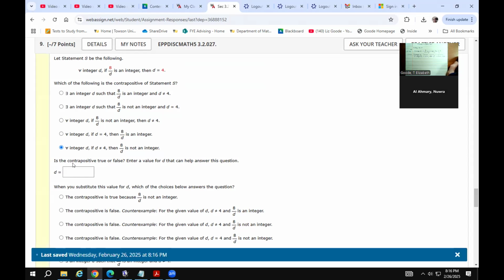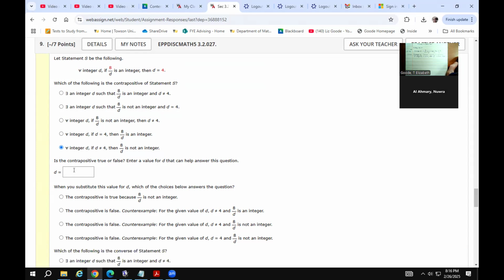Okay. And now did you get D? Okay, enter a value for D that will help answer the question. We can go ahead and do that. So, because the contrapositive has the same logical equivalence, it's logically equivalent to the original. And the point is there are other D's that make that predicate 8 over D is not an integer. So because there are other values for D, that proves this wrong.